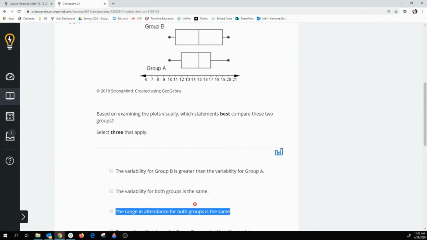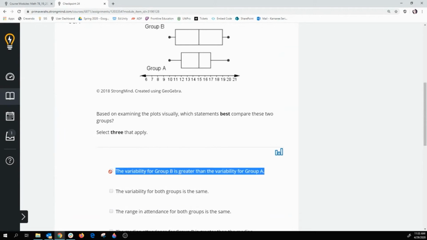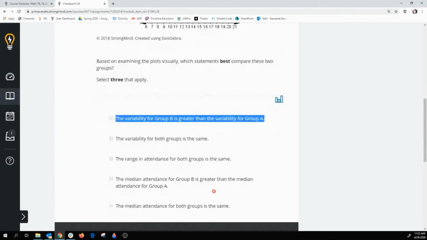And now, last but not least, let's look at variability. So their ranges were the same, but let's take a closer look at the boxes. Is one box wider than the other? Yes. Which box is wider than the other box? B. So that means that group B is going to have more variability than group A. So median's the same, range is the same, variability for group B is bigger. Perfect.